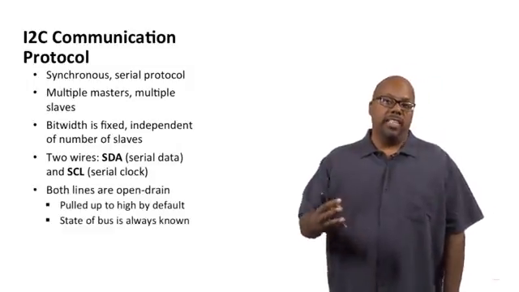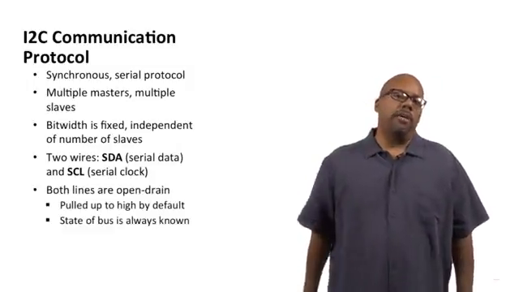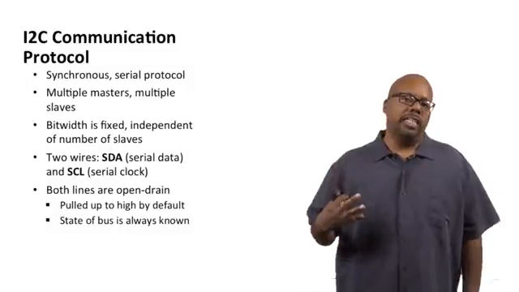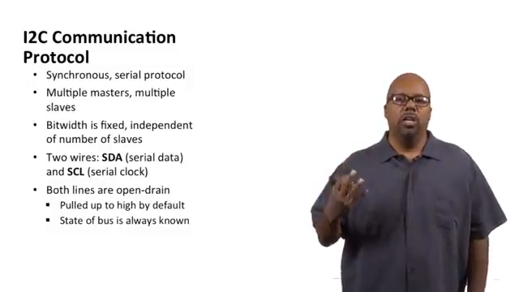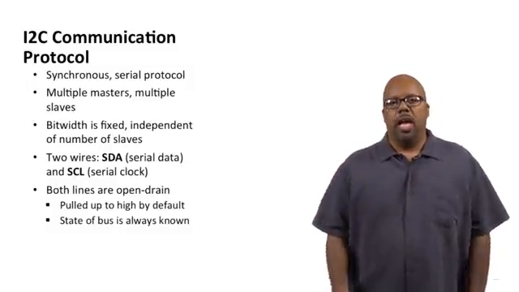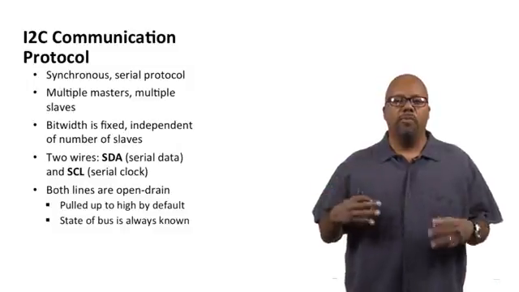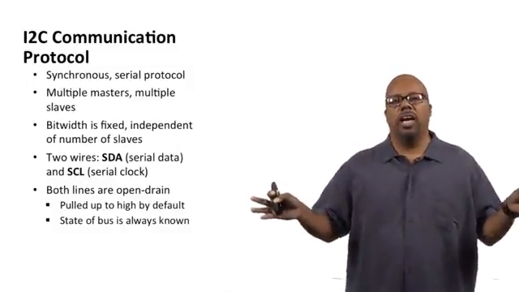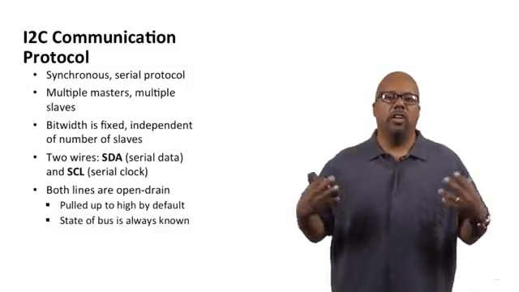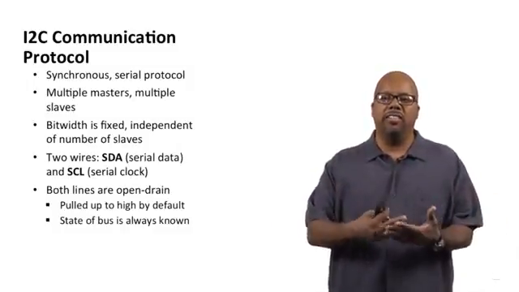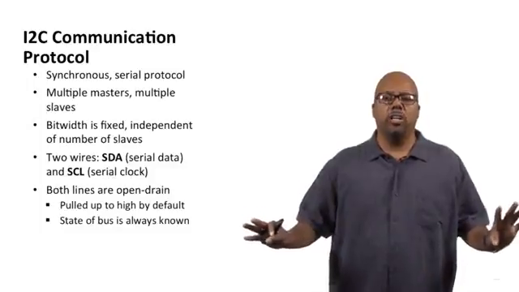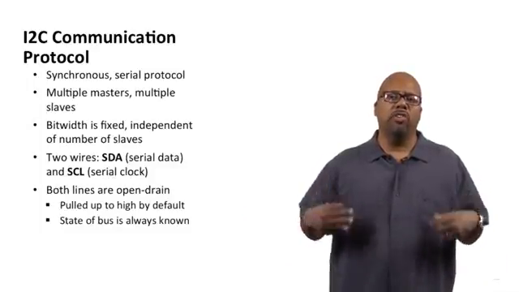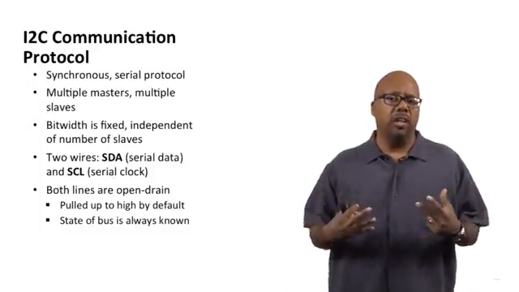Both lines, SDA and SCL, are open drain. What that means is that they are connected to power through a big resistor, and so they're pulled up high by default. Let's say there are lots of different I2C communicating entities on this bus. They're wired to the SDA and SCL lines, but nobody is talking on the bus. So none of these components are driving those 2 wires high or low.